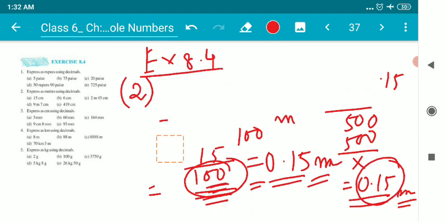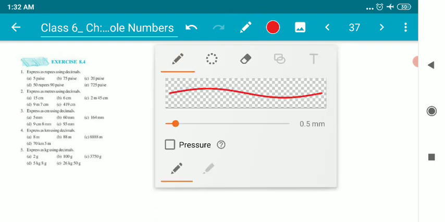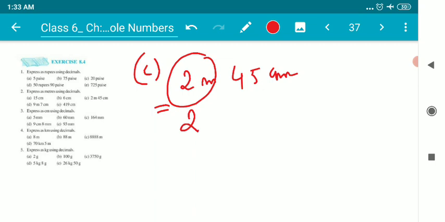So children, question number B is absolutely similar to question number A. I want you to try it, and try question number C, because similar kinds of questions you will get in the exam. Number C is 2 meter 45 centimeter. Children, 2 meter is already in meter. We don't have to touch this number. The next number is 45 centimeter. Between them, nothing means plus.